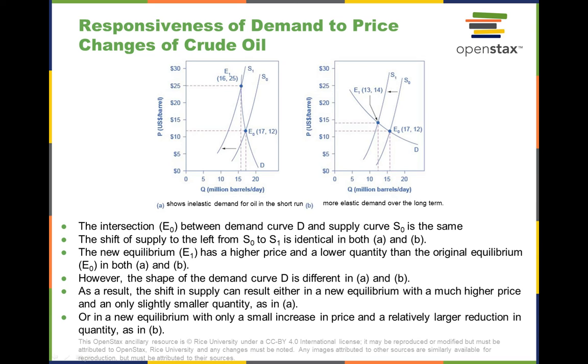And so this looks at the responsiveness of demand to price changes for crude oil. And here we can see the horizontal axis has millions of barrels per day. That is the quantity. And then the price, and this is in US dollars on the vertical axis. And so we can see both the supply and the demand of this particular product in the short run and in the long run.